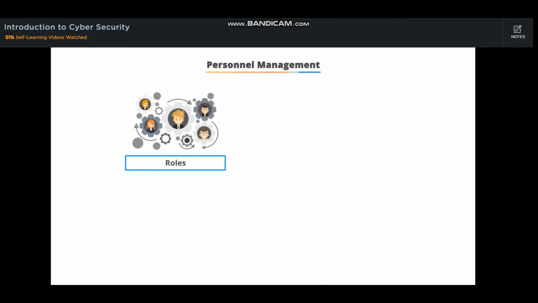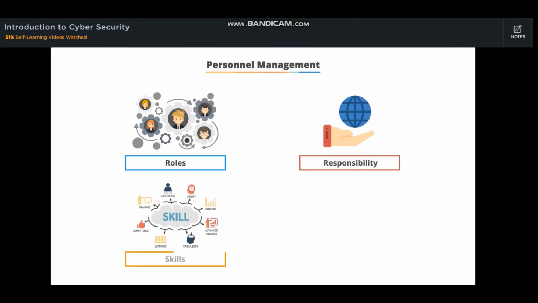Roles: a set of connected behaviors or actions that are performed by a person, team, or group in a specific context. Responsibility: responsibilities are work, activity, procedures, or functions that individuals assigned to roles are required to perform and are accountable for. Skills: training, expertise, and experience held by the personnel in the given job function.